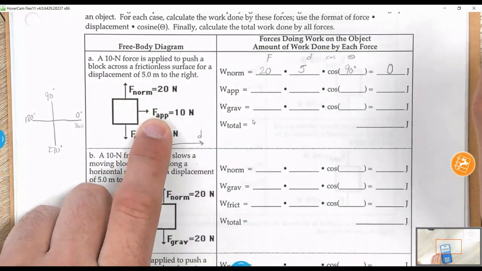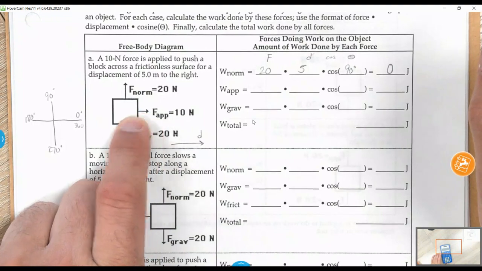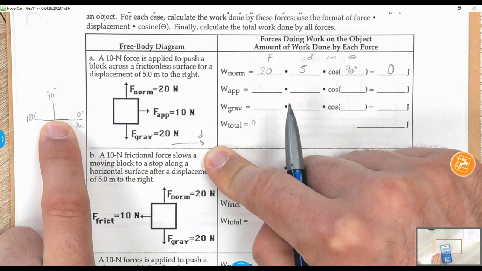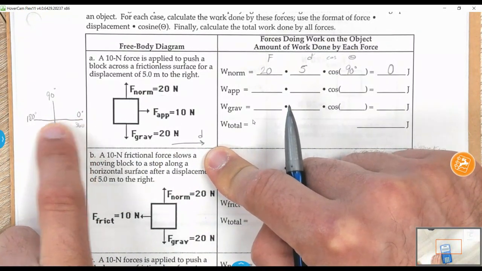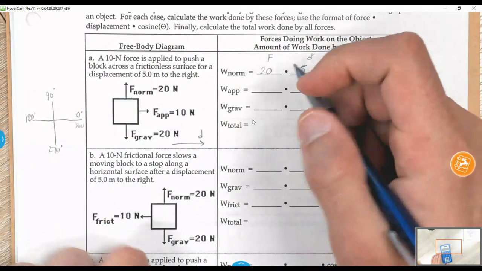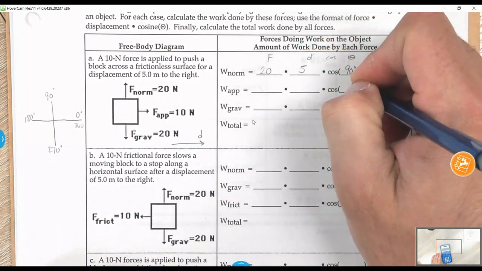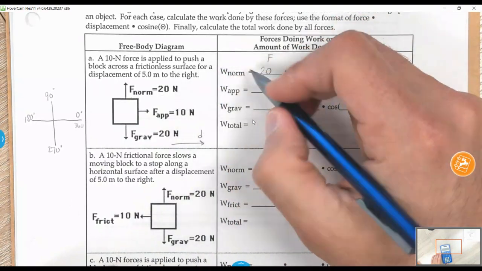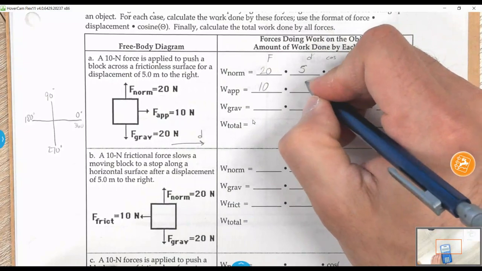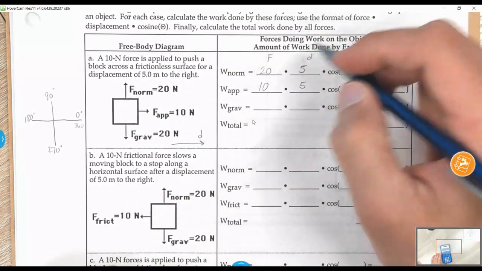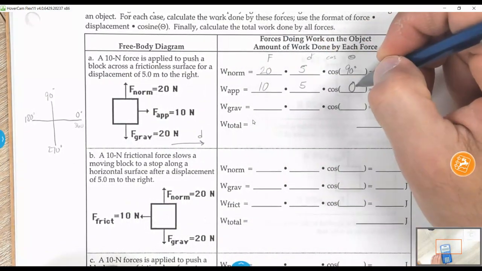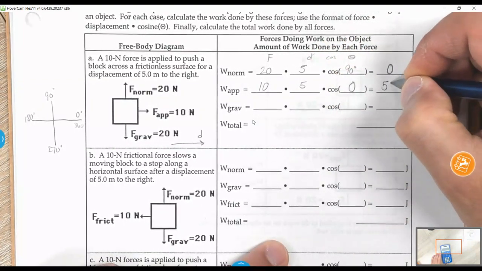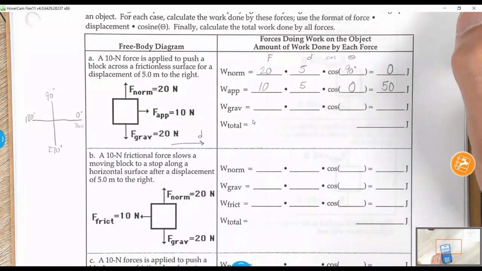What about the applied force? The applied force is in what direction? Well, remember, this thing's moving to the right, so 0 degrees would also be then considered going to the right, and in which case we would have an angle of 0 degrees. We have 10 newtons of force, 5 meters worth of distance or displacement. Cosine of 0 is 1, so 5 times 10 is 50, times 1 is 50. You have positive 50 joules of work being done here.